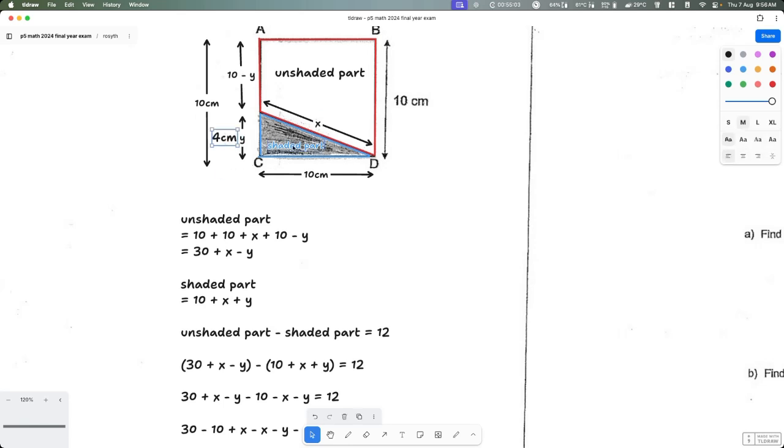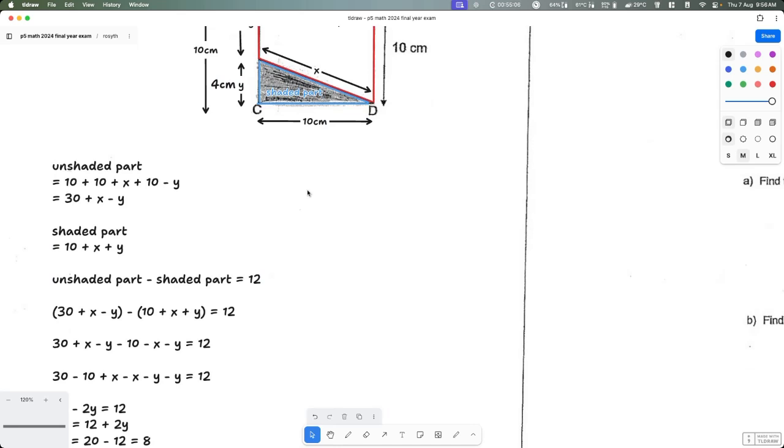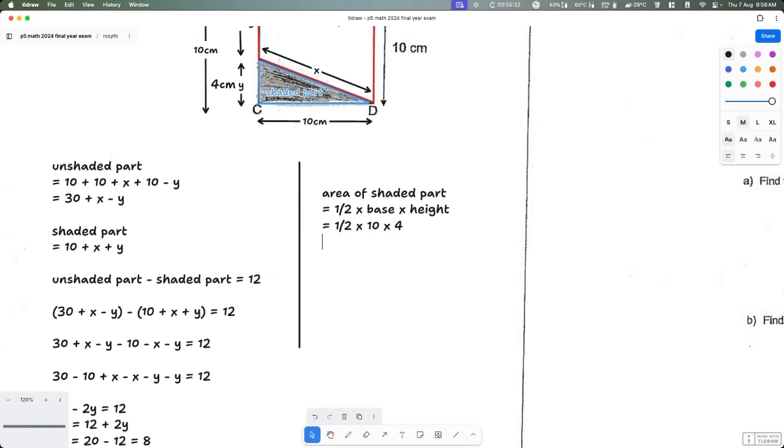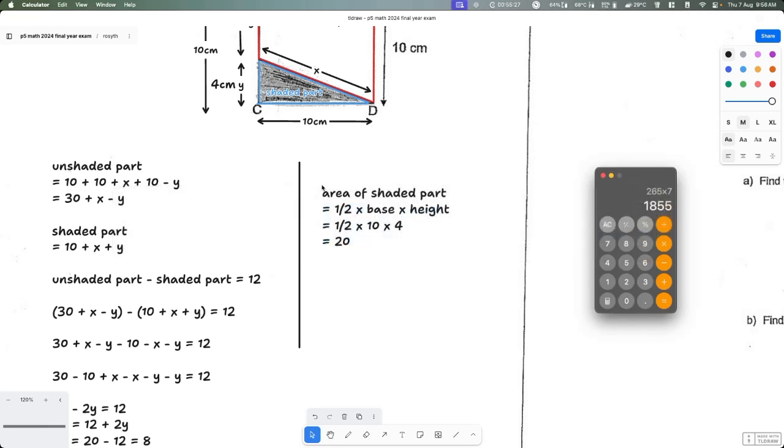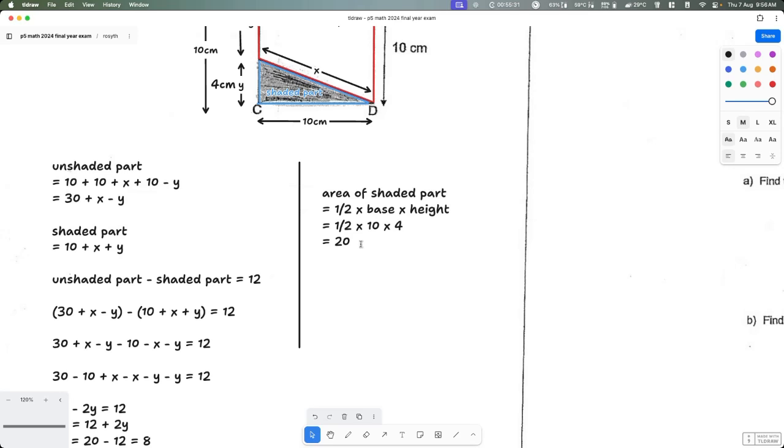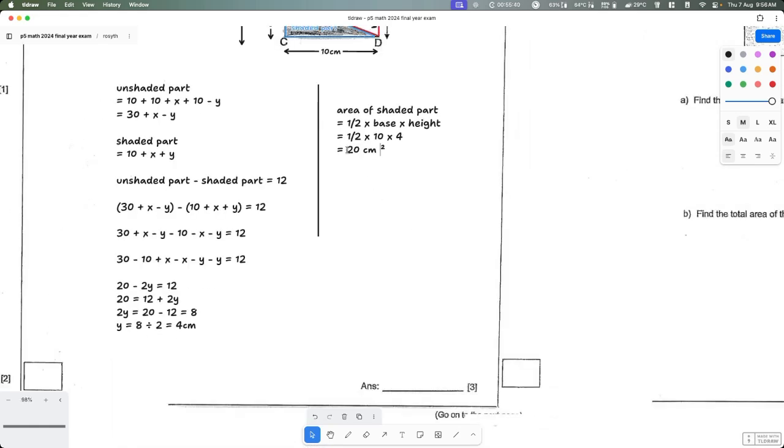Now the next part is the shaded part. The area of the shaded part is equal to half times base times height. The base is 10 and the height is 4, and in this case it is 20. Let's double check with our calculator: 0.5 multiplied by 10 multiplied by 4 is 20 centimeters squared. There you go. The answer is 20 centimeters squared.